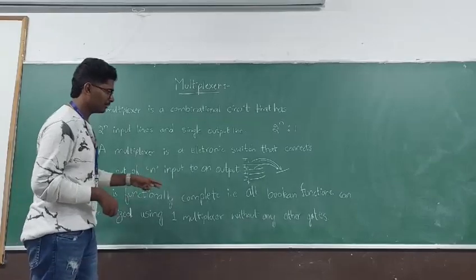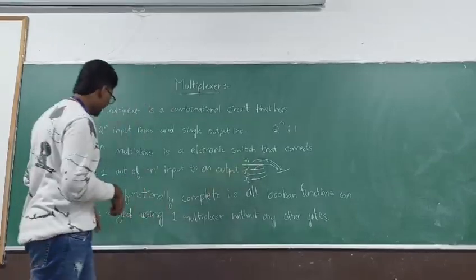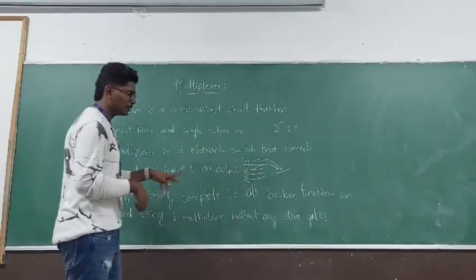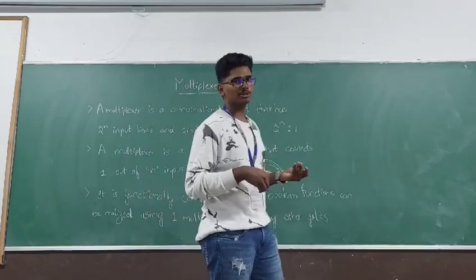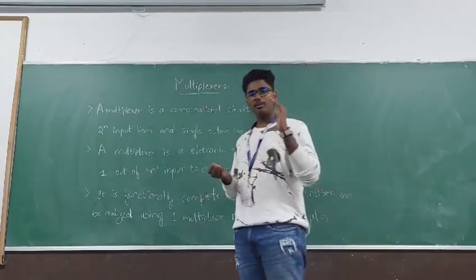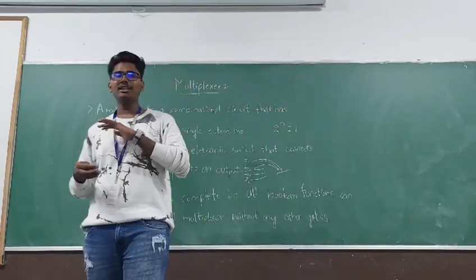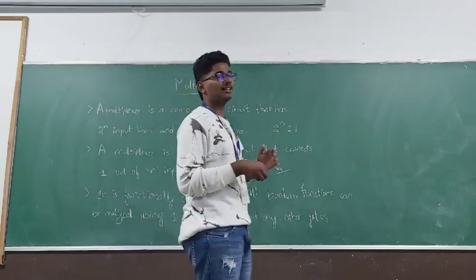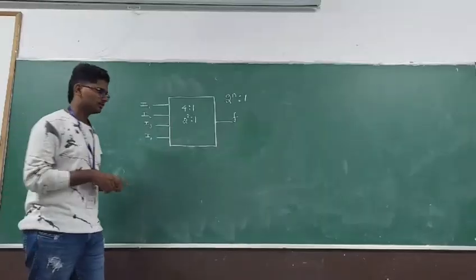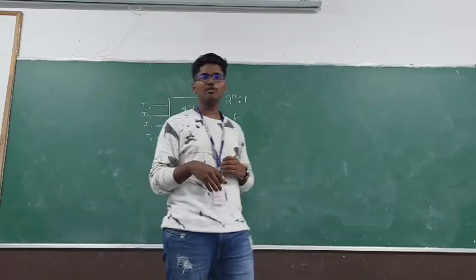It is functionally complete, that is, all Boolean functions can be realized using one multiplexer without any other gates. So it is one of the most important points because a multiplexer can be used to design any of the logic gates as well as logical circuits. So now let us discuss different types of multiplexers.